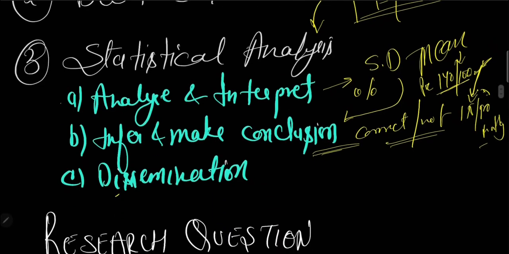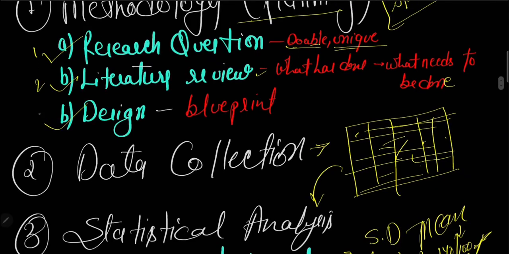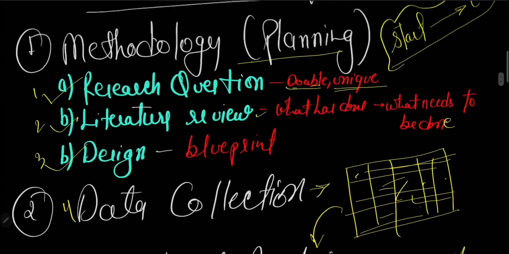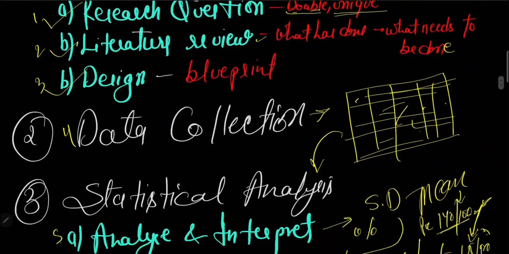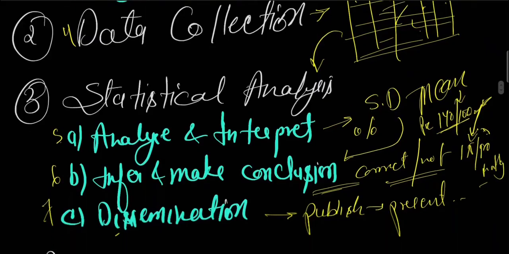Next is dissemination, which we can say is to publish or to present. Now we have done our research, so we present it to the public. That's called dissemination. So these are the 7 steps. How 7? 1, 2, 3, this will be fourth, then 5, 6, 7, divided into 3 bigger phases: methodology, collection, statistical analysis. So this is the whole research process.